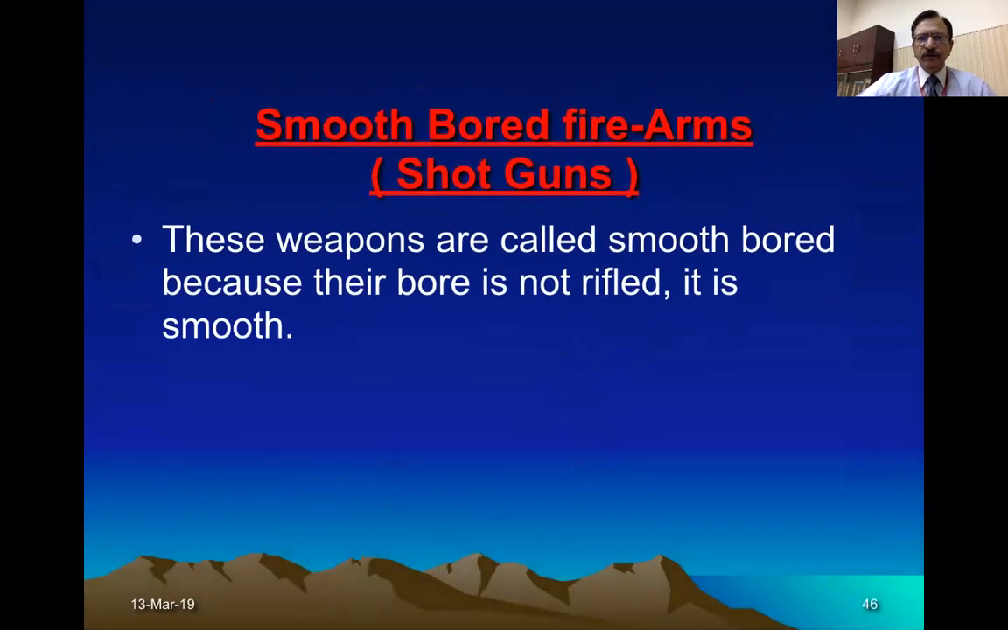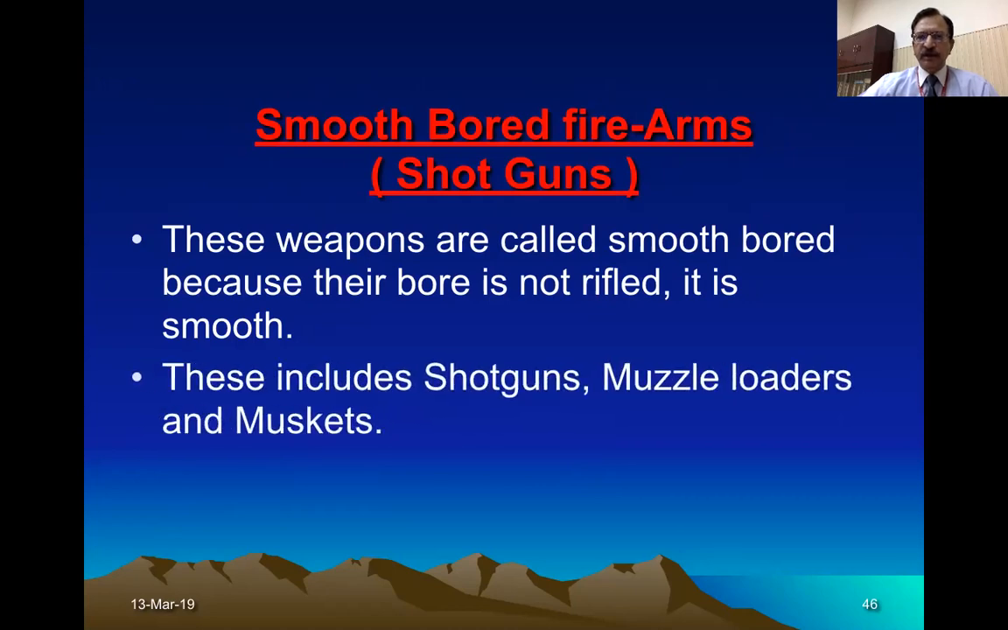Now, talking about the smoothbore weapons, they are called smooth because the barrel has not been rifled. It is smooth, and it includes the shotgun, the muzzle loaders, and the musket. These are various names.